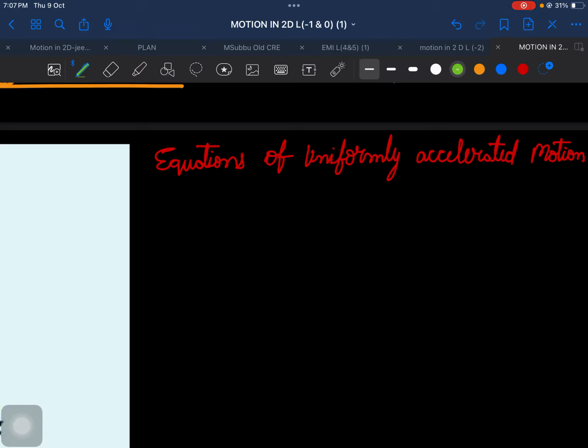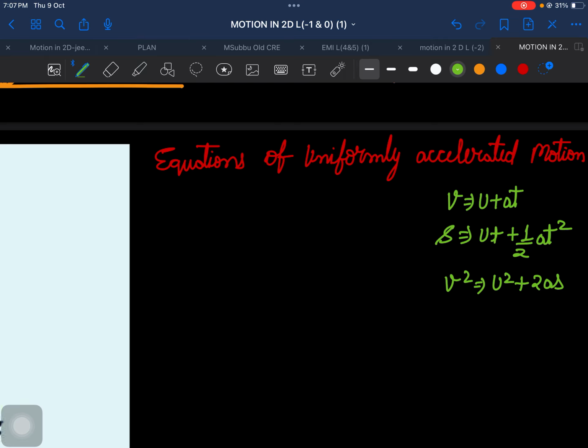One equation is v equals u plus at. The second equation is s equals ut plus half at square. You all have read this in 9th class also. The third is v square equals u square plus 2as. Suppose a particle has started with initial velocity u, and after some time the velocity will become v. This is your final velocity, this is your initial velocity. And the acceleration in this journey is a, and the time taken is t, right?